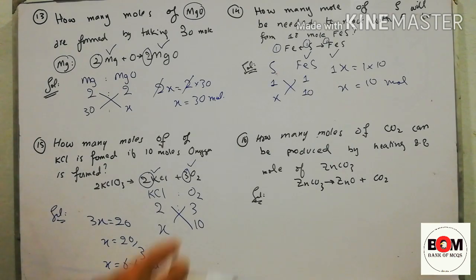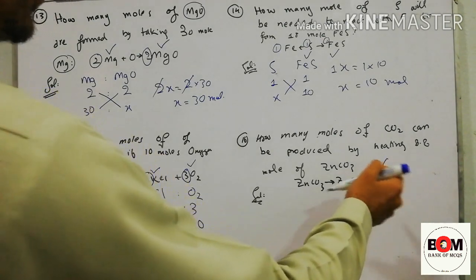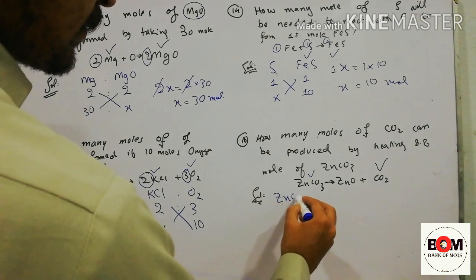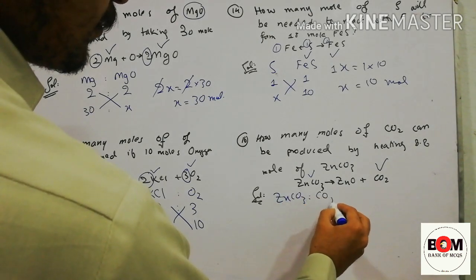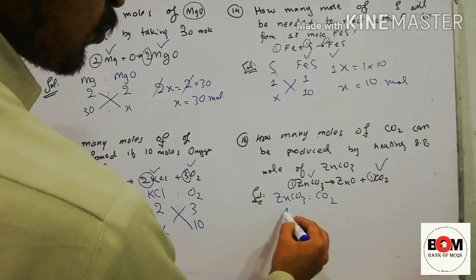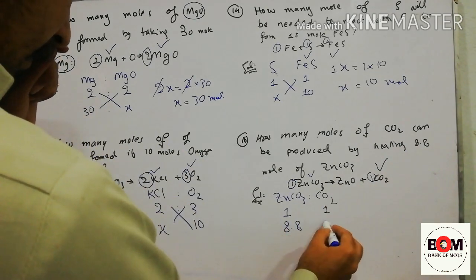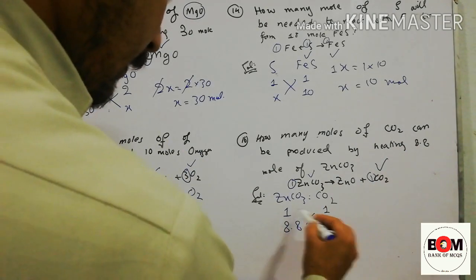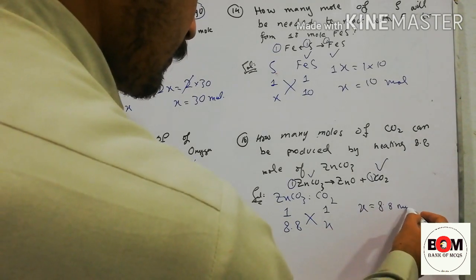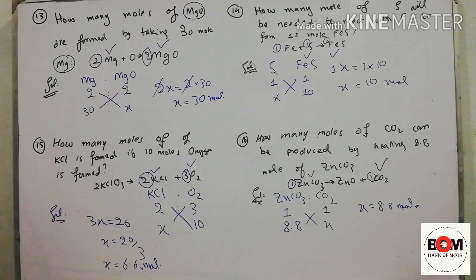The next is, how many moles of CO2 can be formed? They have asked for CO2, and they have given 8.8 mole of ZnCO3. So select ZnCO3 versus CO2. From the equation, 1 mole ZnCO3 forms 1 mole CO2. So the ratio is 1 to 1. They have given 8.8 mole ZnCO3 and x is asked. So x multiplied by 1 is equal to x and 1 multiplied by 8.8 is equal to 8.8 mole. So this was so easy.